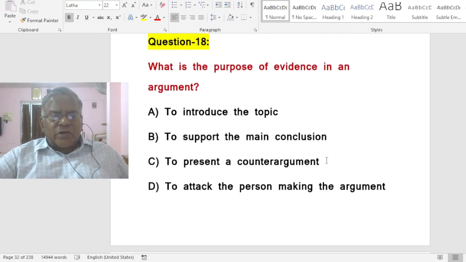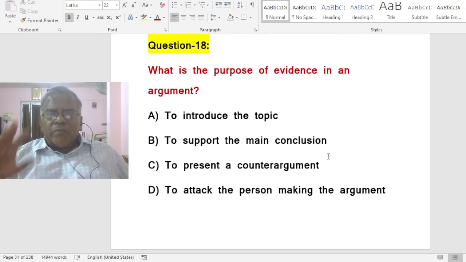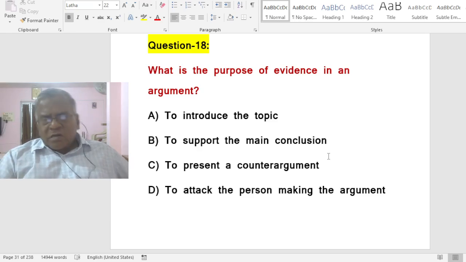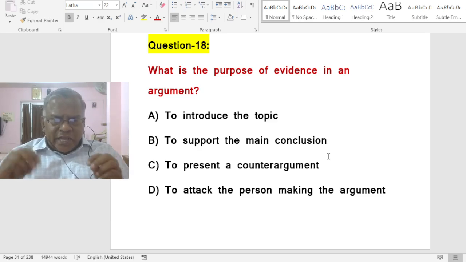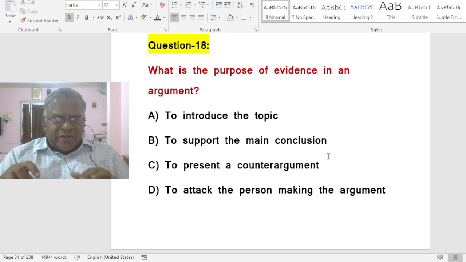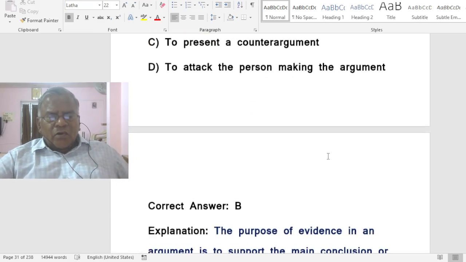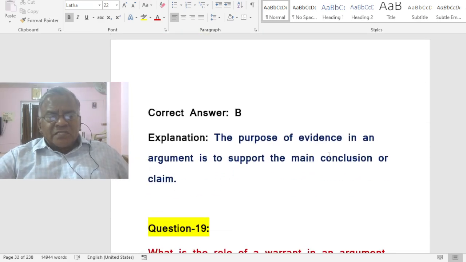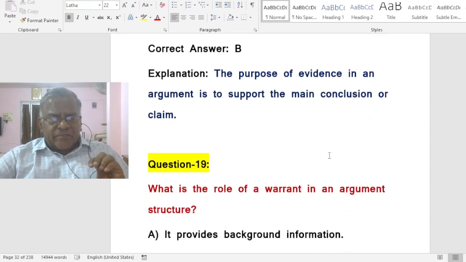As I already told you in that example, all men are mortal, Aristotle is a man, right? So, these are all evidence actually. All men are mortal, everyone knows it, and Aristotle is a man. So, this gives evidence for the conclusion, namely, Aristotle is mortal. I hope you understood. That is the purpose of evidence, right? So, the purpose of evidence in an argument is to support the main conclusion or claim.